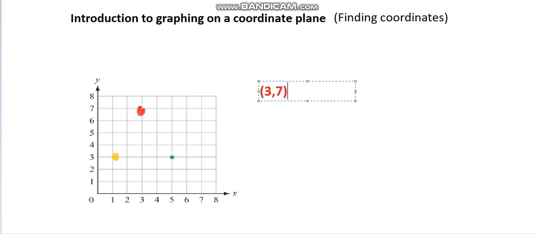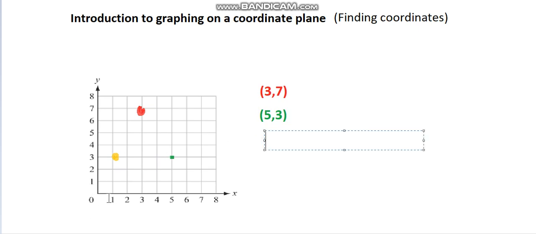Now let's try doing it for the green dot. Again, we always start with the x-axis. That lies on 5 as the x coordinate. And now it lies on the 3 for the y coordinate. Here we go. So that point is 5, comma 3. All right. And very quickly, for the last, we have our orange. Let's see if we can finish that one. That one lies on 1.